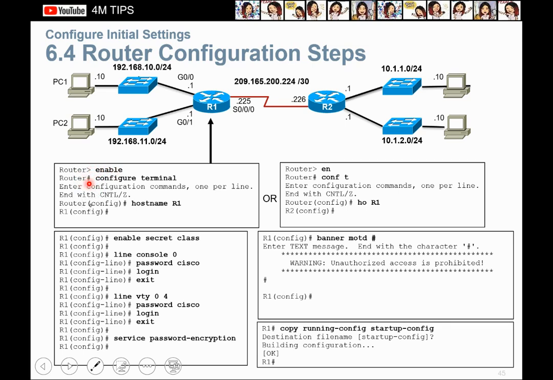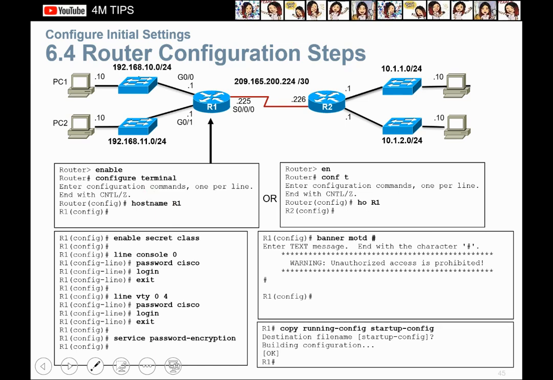In this privileged exec mode, you can configure your interface. You type configure terminal, and it will come up with the global configuration mode. Then you can type the command hostname R1. When you type hostname R1, the prompt changes from the default Router to R1. That is how you rename your hostname.